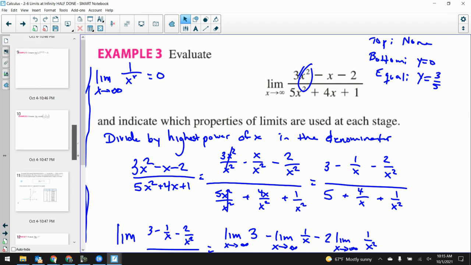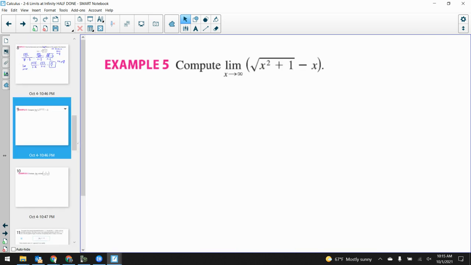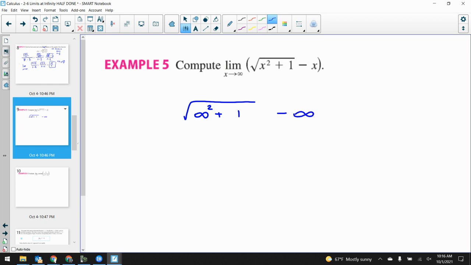So let's take a look here. This is where we left off. Compute the limit as x goes to infinity of the square root of x squared plus 1 minus x. Now, you might be thinking, is there any way to do direct substitution? Is that even a thing with infinite limits? And I say yes, but we have to be very careful. Because think about it this way. If I were to try direct substitution, this would be like infinity squared plus 1 minus infinity.